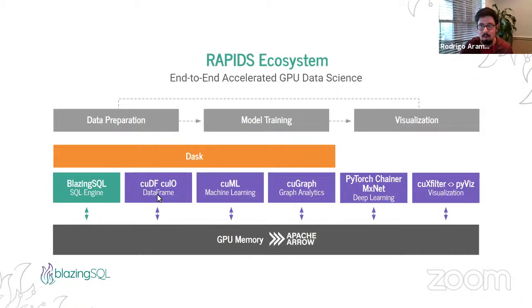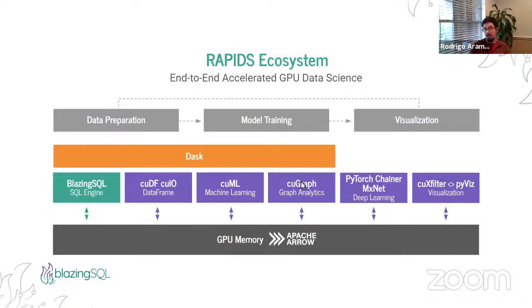cuDF is really the data frame library so that you're able to do data frame style APIs on the same exact memory object. cuML is machine learning. So if you're familiar with scikit-learn, this is the same exact APIs re-implemented on GPUs. So you just have GPU accelerated scikit-learn working for you.